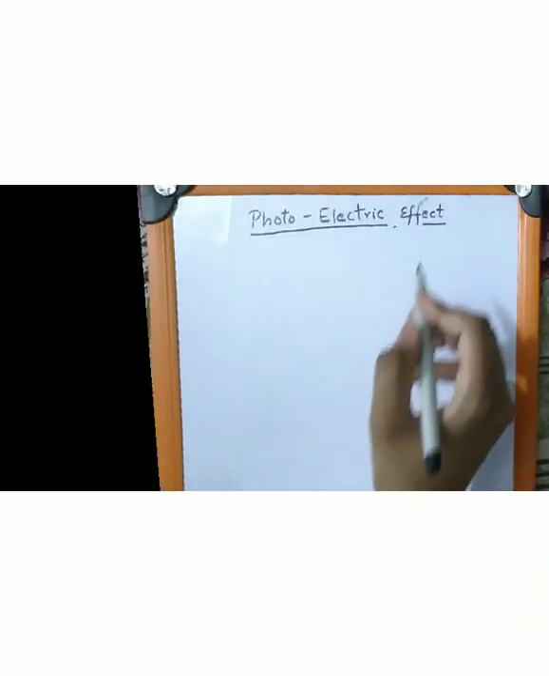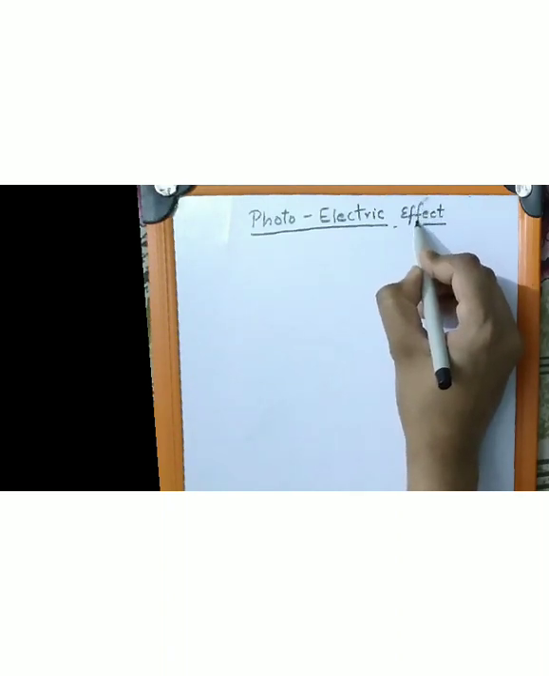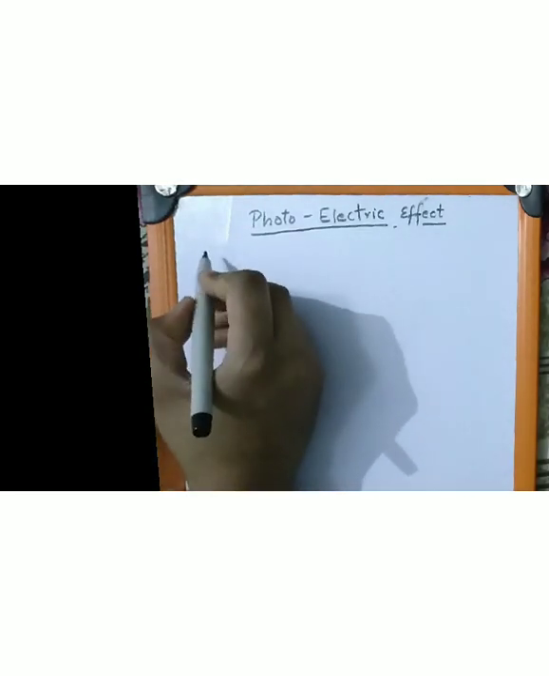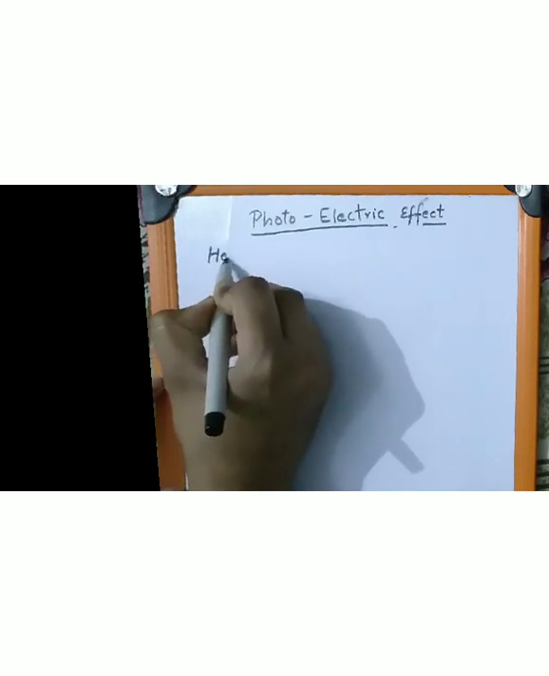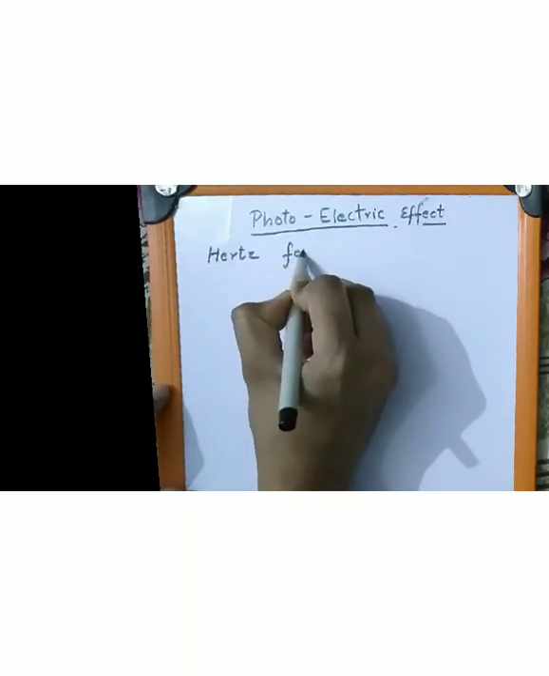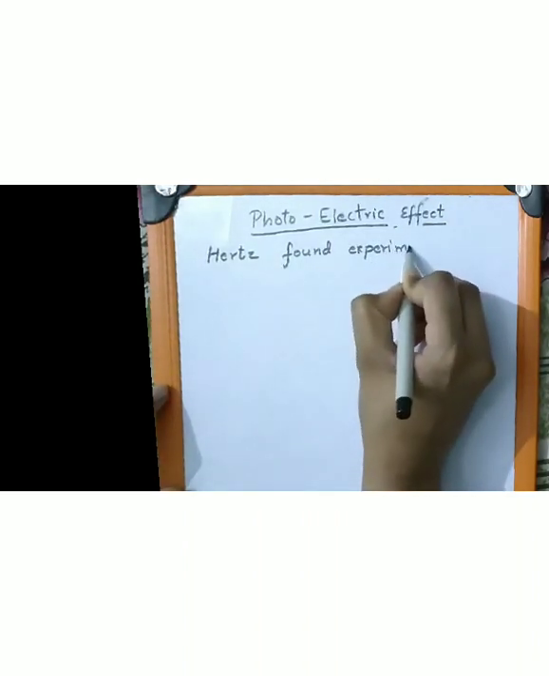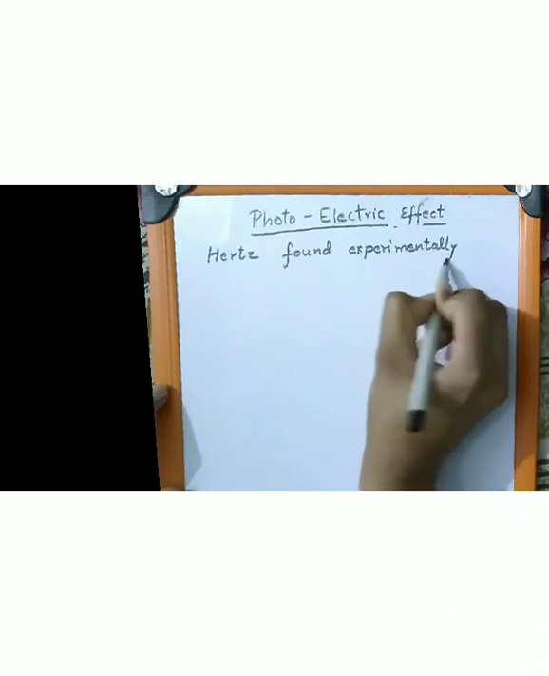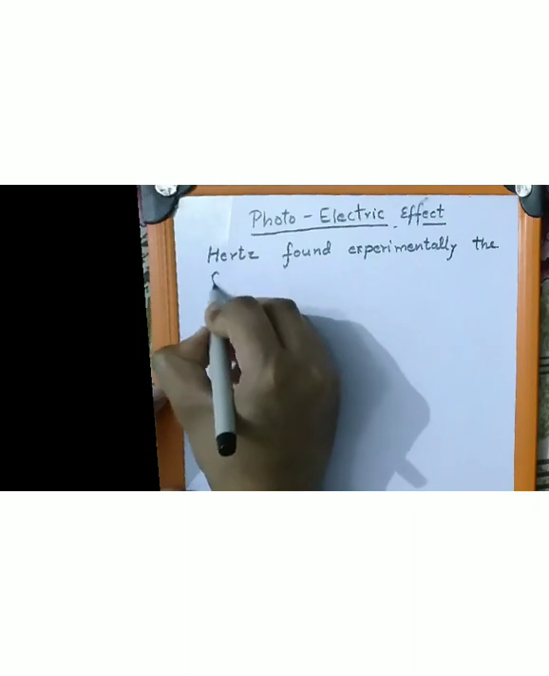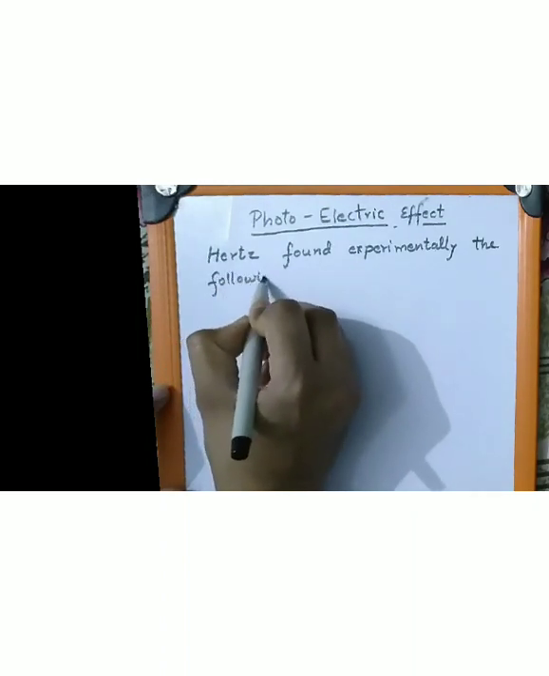So why are electrons ejected? This effect is explained by Einstein. And before the explanation of this effect by Einstein, Hertz performed an experiment and he found experimentally the following things.